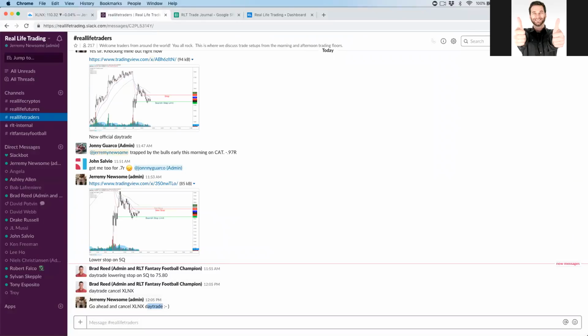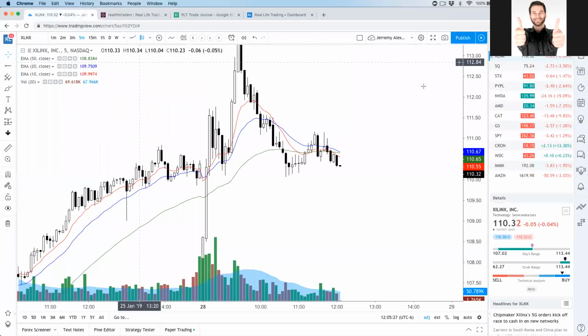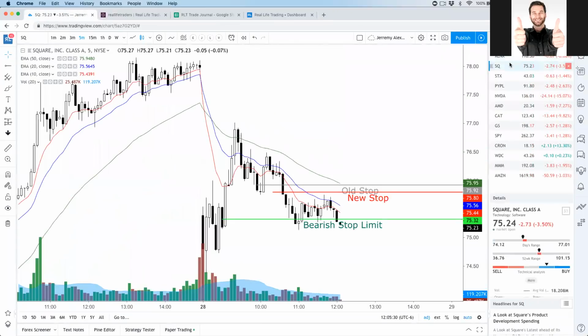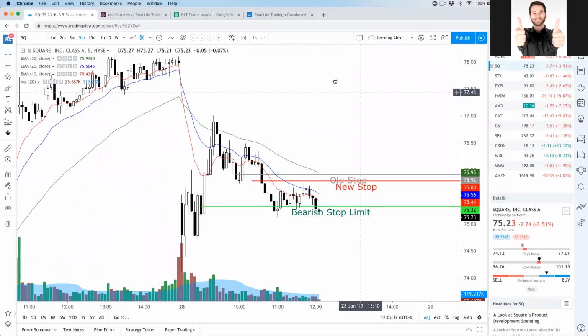And that's a really, really nifty tool. I use it all the time when I'm trading by myself, to kind of see what everyone else is trading. So again, Square did break down that lower shadow.